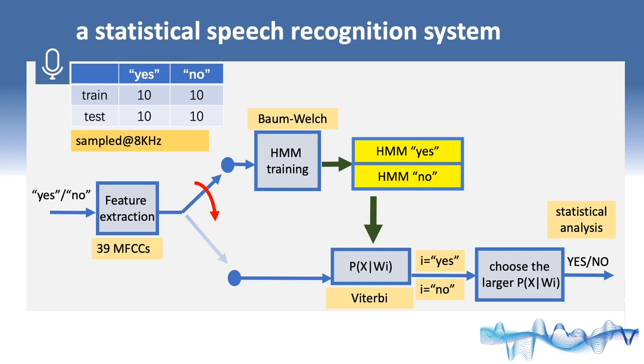Under the given HMM model yes, there is a probability P(X|w1). As for the other HMM model no, there is another probability P(X|w2). Compare these two probabilities, then choose the larger one as the output. Finally, we make a statistical analysis to get the average results. Here, we use the Baum-Welch algorithm to train the HMM model and use the Viterbi algorithm for the pattern classifier. The decision logic in HMM-based recognition is to choose the larger conditional probability, not the smaller distance or quantization error as in VQ-based recognition.